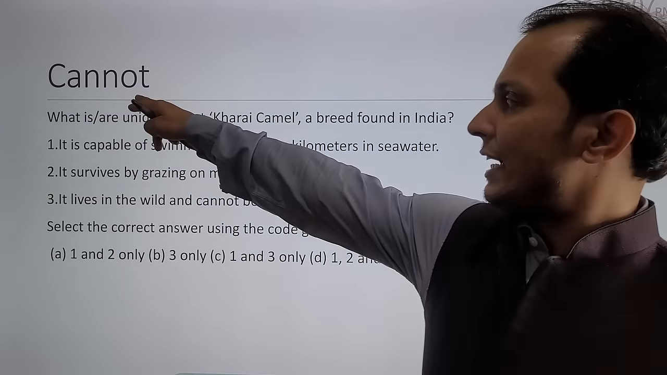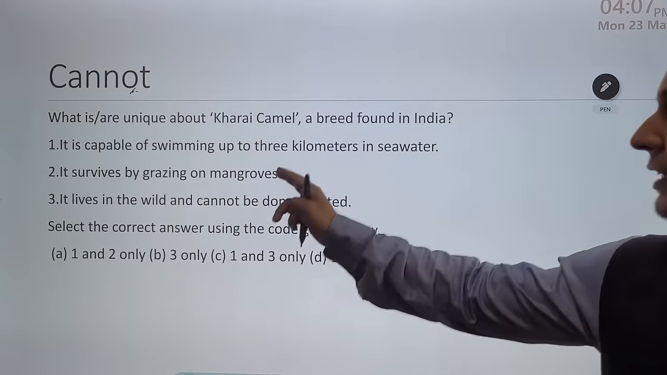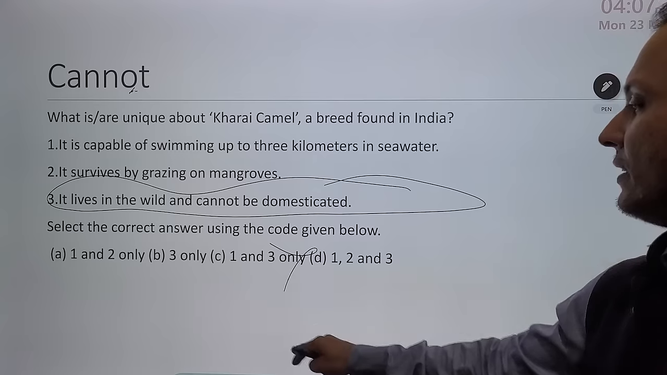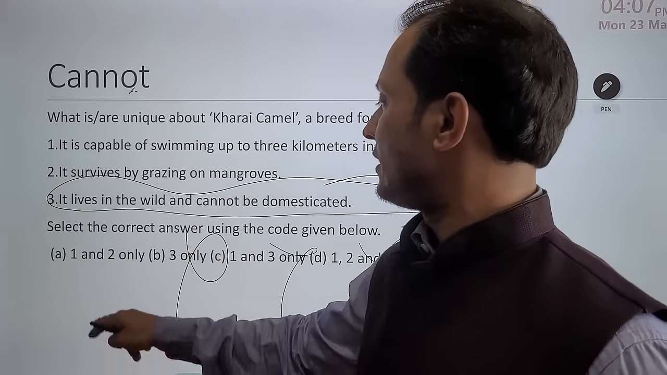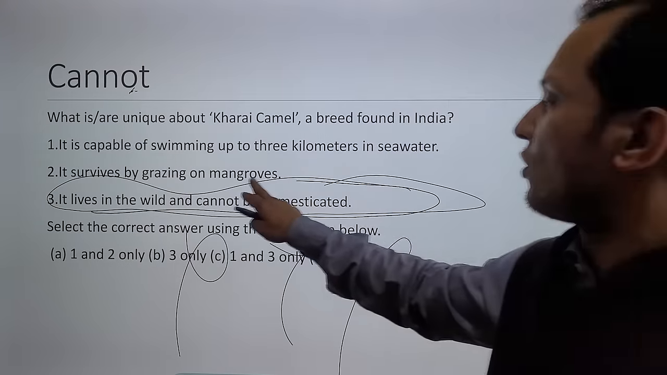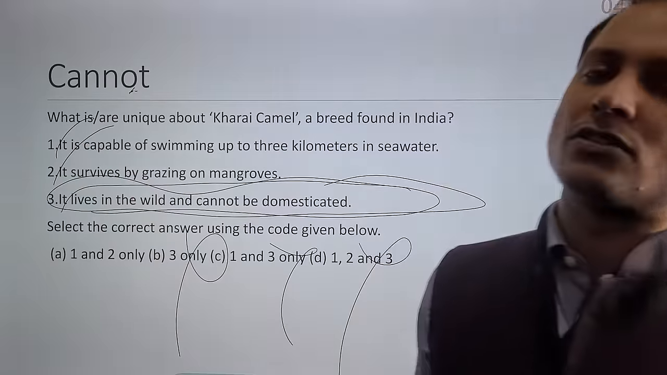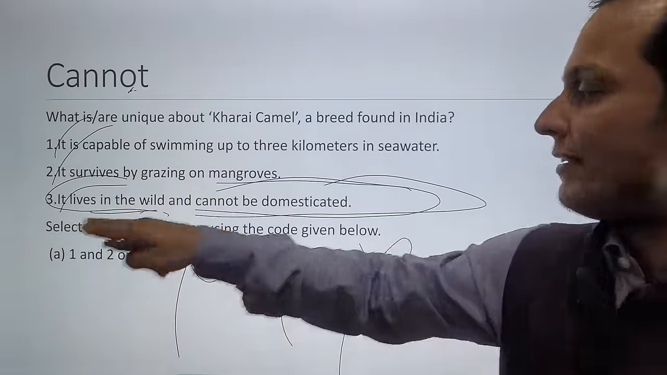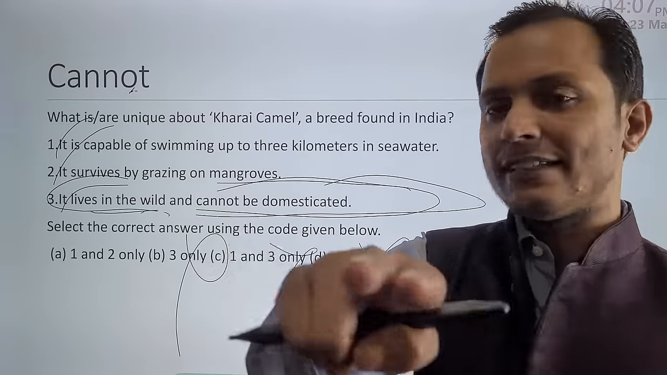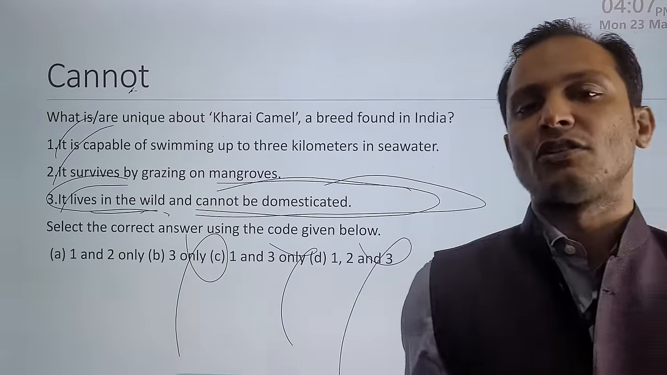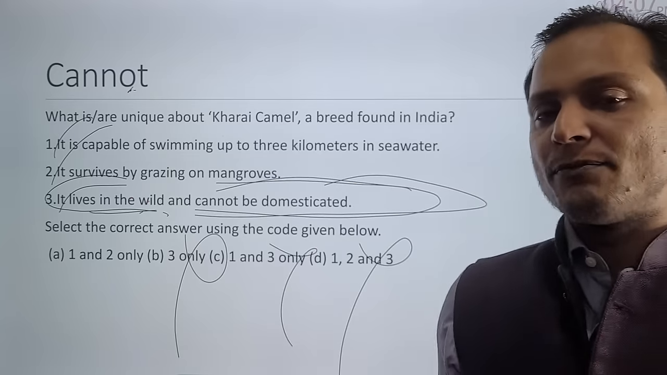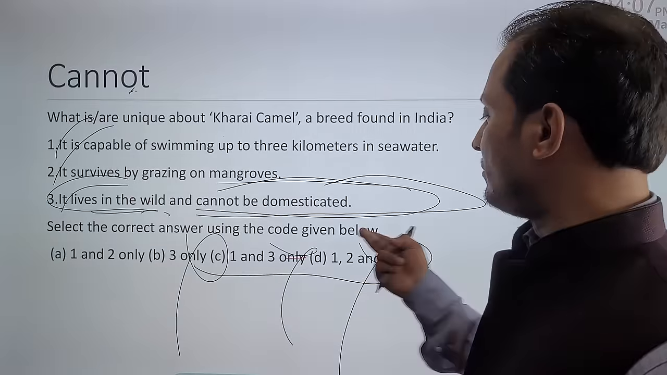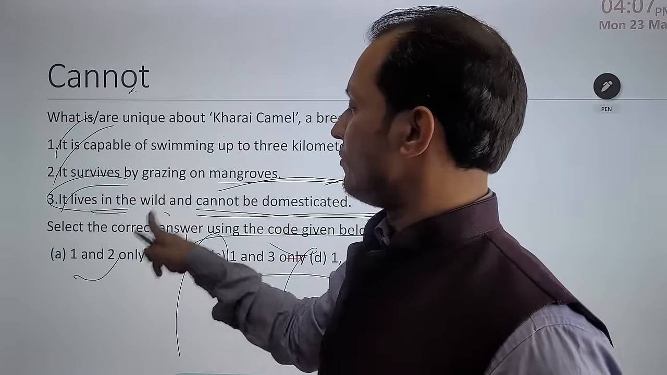Okay guys, let us go to the next question. Let us see the word cannot. Look for the word cannot. It says that it lives in the wild and cannot be domesticated. Extreme statement. I should not know this also. Without knowing those first two statements, guys, I am able to solve this question. Don't you think this is amazing, guys? Because how can a camel not be domesticated? Very extreme statement. We all have been knowing that camels have been domesticated since ages. If we eliminate this, we get the answer basically 1 and 2 only.